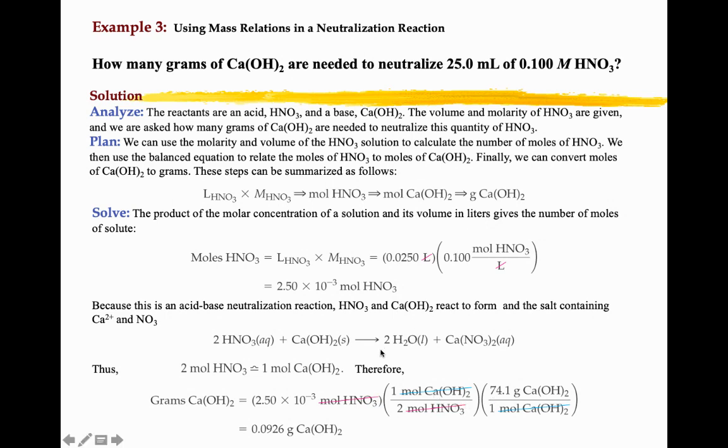And therefore, if you carry out the working solution, you have 2.50 times 10 to the negative 3 divided by 2, times 74.1 grams, which is equal to 0.0926 grams of calcium hydroxide. Okay? So you may pause this slide or this page and then reflect and try to check your solutions.